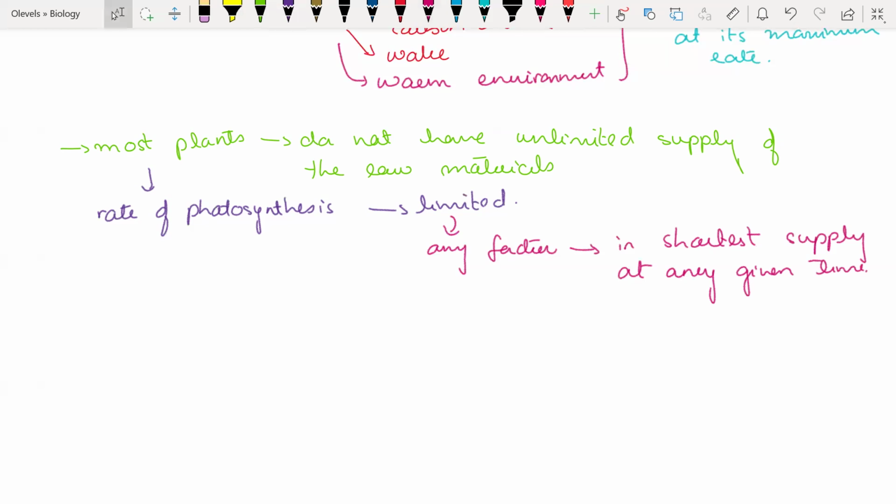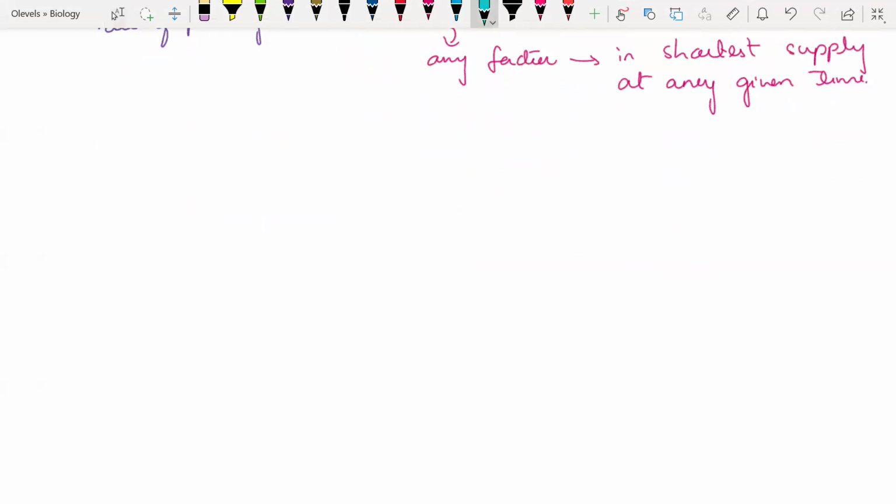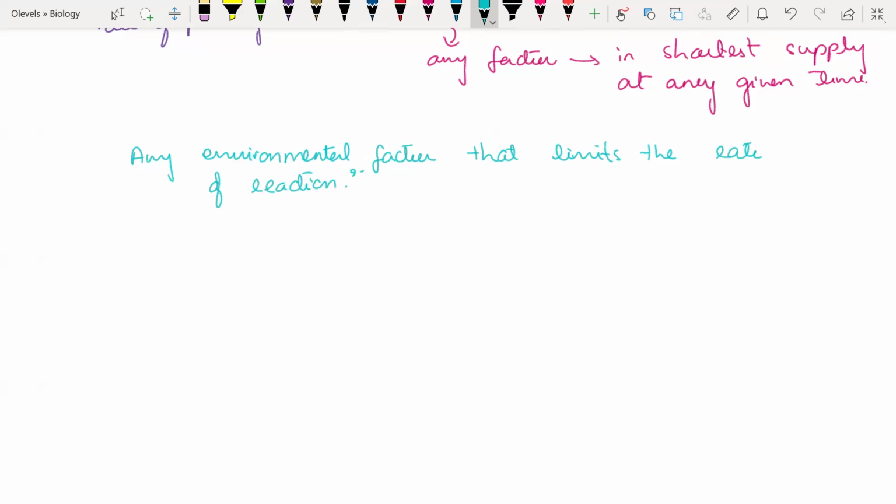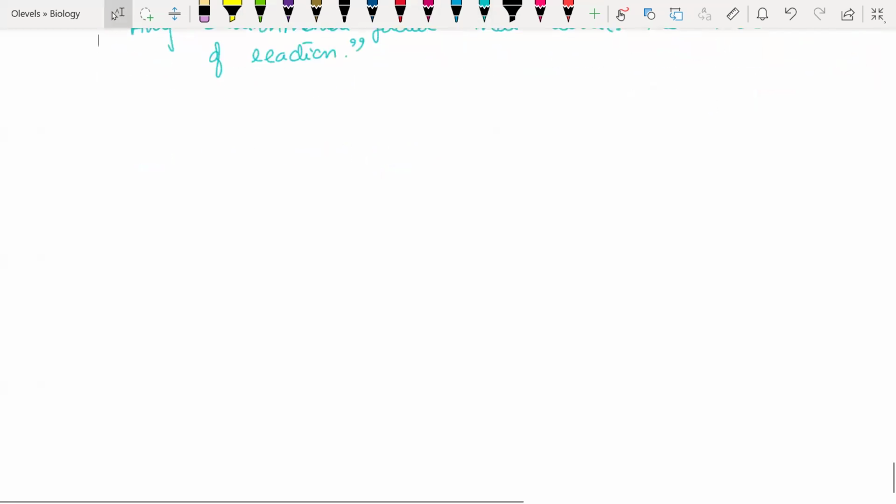So how can we define a limiting factor? We can say that a limiting factor is any environmental factor that limits the rate of reaction, right? This is how we can define the limiting factor. Okay.